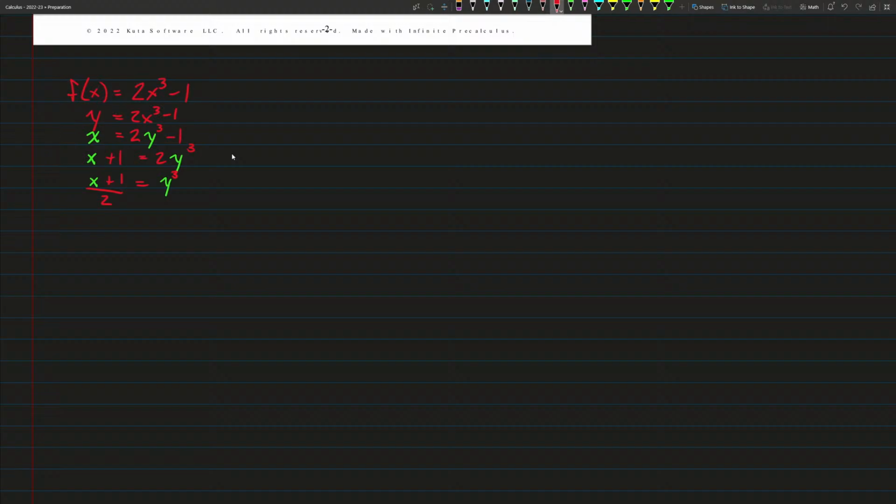And then we have y cubed is equal to x plus 1 over 2. In order to undo a cube, we want to take a cube root. So if we take the cube root of both sides, we have the cube root of x plus 1 divided by 2. And that's going to be our inverse, right? So this is the inverse of f.